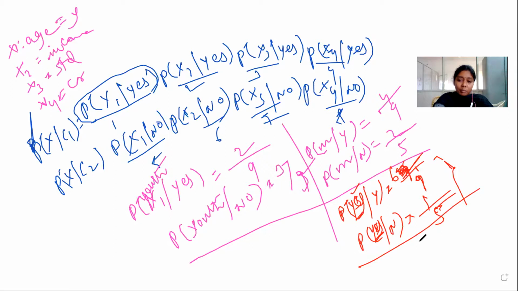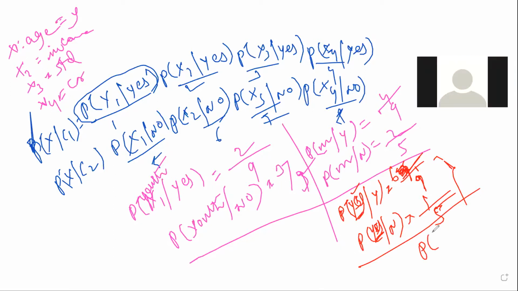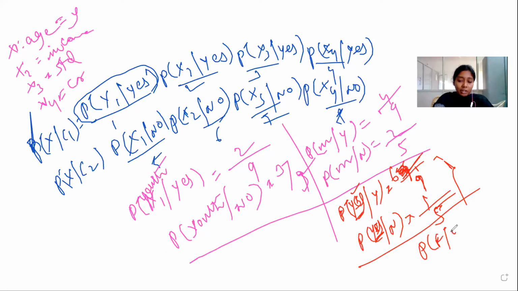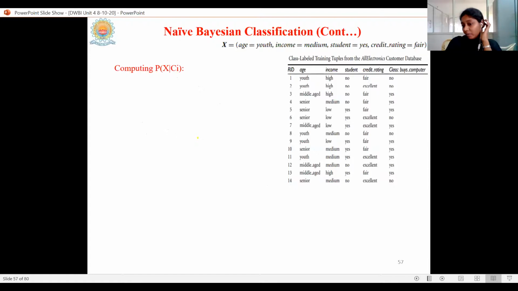Next and last case? Credit rating. What's the value of credit rating? Fair, ma'am. So for credit rating fair, given the class yes, and similarly for credit rating fair, given the class no. Here, since the values are also yes and no, a little bit of confusion is there. So out of 9 and out of 5. So out of 9 S classes, how many fair tuples are there?